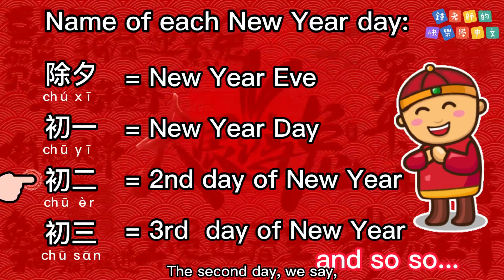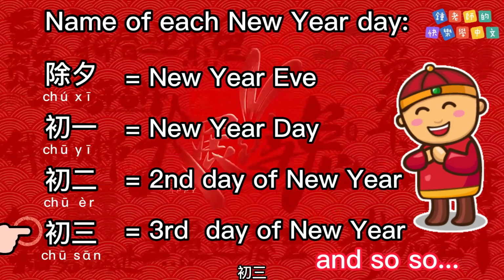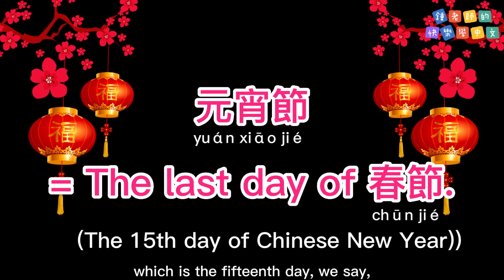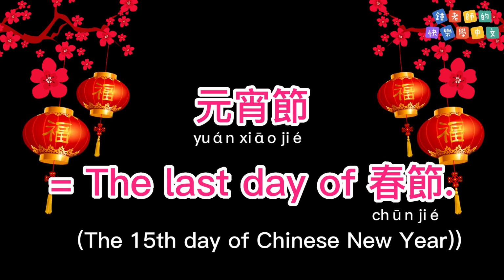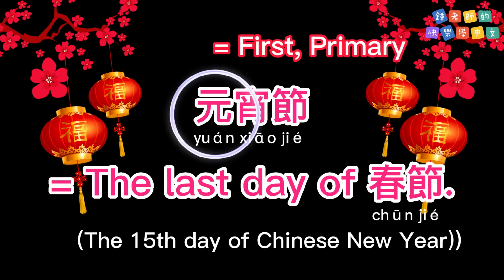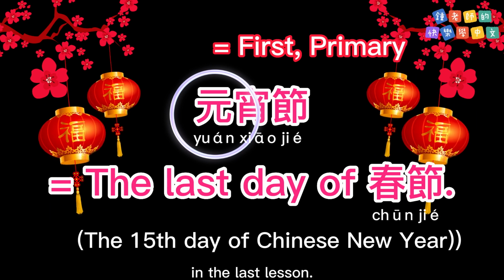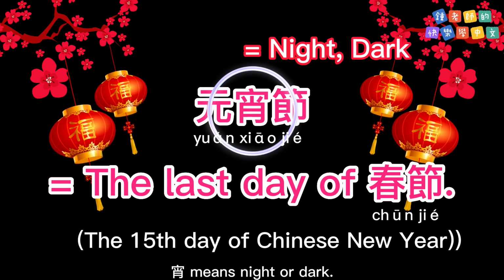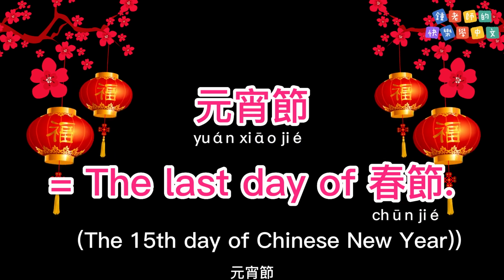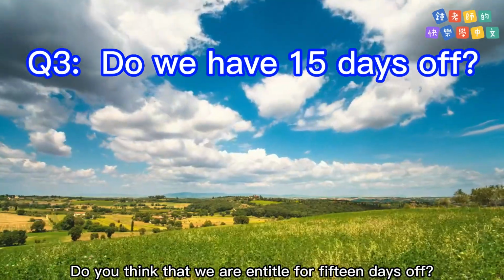The second day, we say 初二. What about the third day? 初三. That's right. And the last day of 春节, which is the 15th day, we say 元宵节. There will be a big lantern parade to close the 春节. 元 means first or primary, like we talked about 元旦 in the last lesson. 宵 means night or dark. 节 again, festival or holiday. 元宵节. Good job!